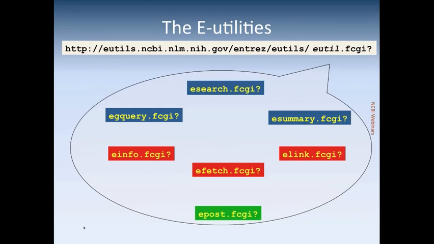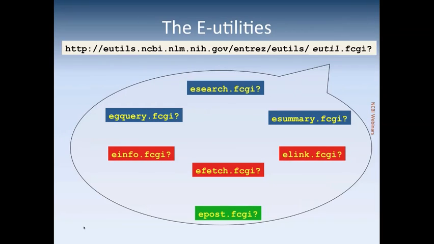So the e-utilities themselves are a suite of FCGI programs that live on our servers that you then send requests to, and they're just standard URL requests. So the interface is a fairly stable interface. That's the one thing that we would really like to communicate to the community, that if you had a URL for an e-utility call that was produced back in the 1990s, it very likely would work today.